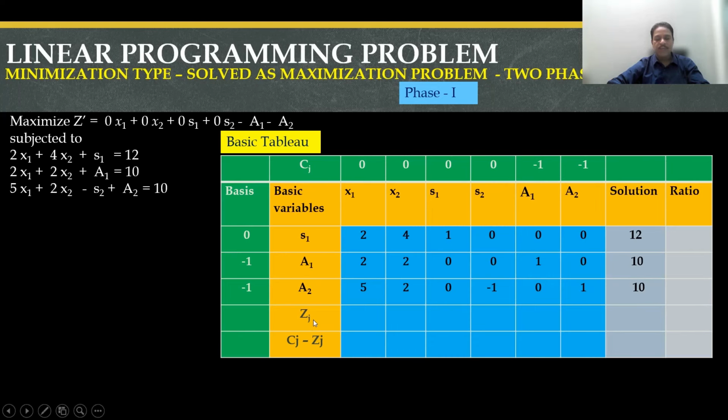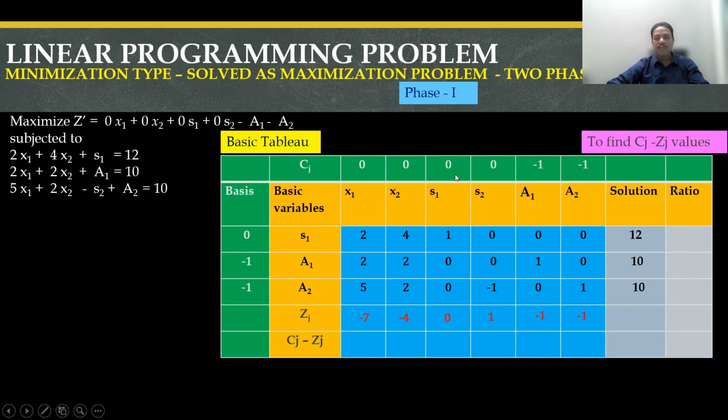Here we will first find the ZJ values as -7, -4, 0, 1, -1, and -1. How do we get the ZJ value? 0 into 2 is 0, plus -1 into 2 is -2, so 0 minus 2 is -2, and -1 into 5 is equal to -5. So -2 minus 5 is -7. Basically, we multiply these values by each column, and we get the ZJ value.